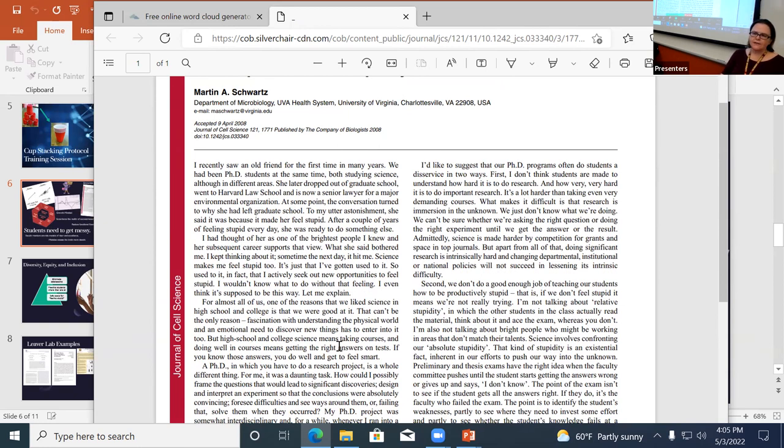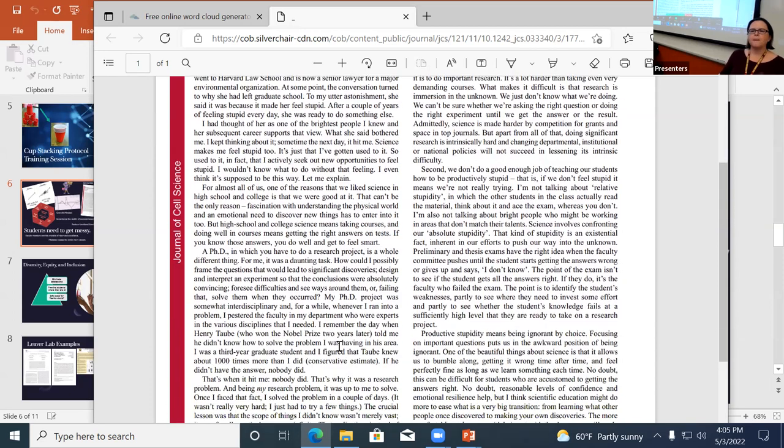What makes it difficult is that research is immersion in the unknown. We just don't know what we're doing. We can't be sure whether we're asking the right question or doing the right experiment until we get the answer or the result. Admittedly, science is made harder by competition for grants in space and top journals, but apart from all that, doing significant research is intrinsically hard, and changing departmental, institutional, or national policies will not succeed in lessening its intrinsic difficulty. Second, we don't do a good enough job of teaching our students how to be productively stupid.